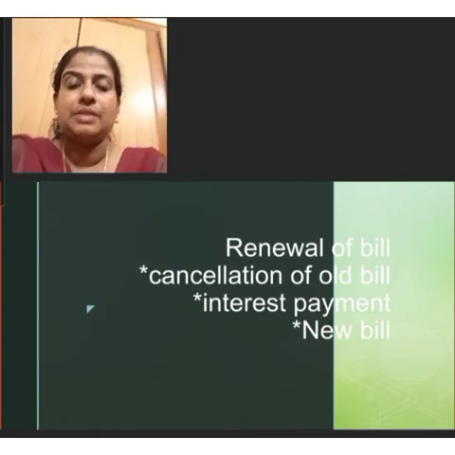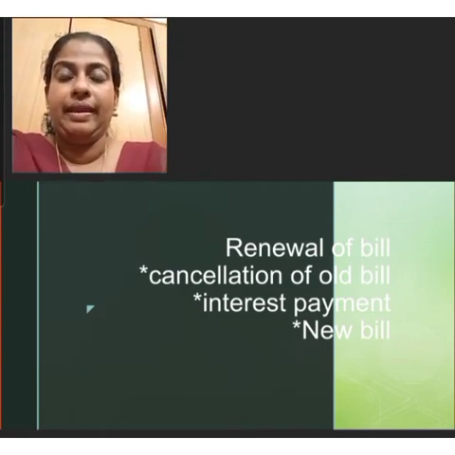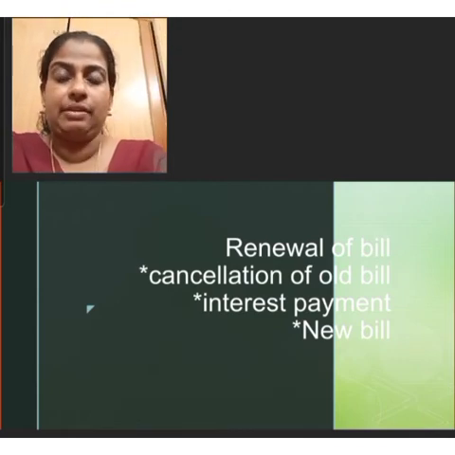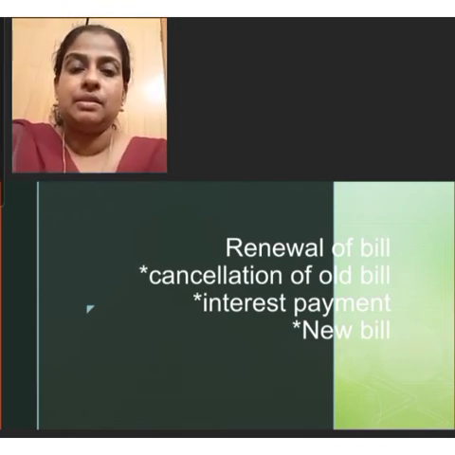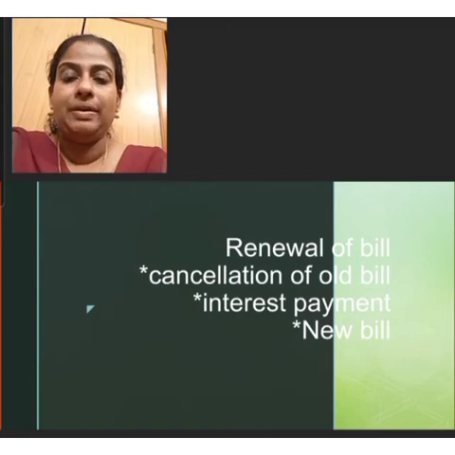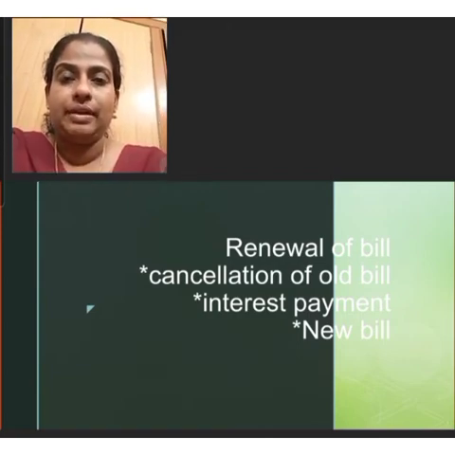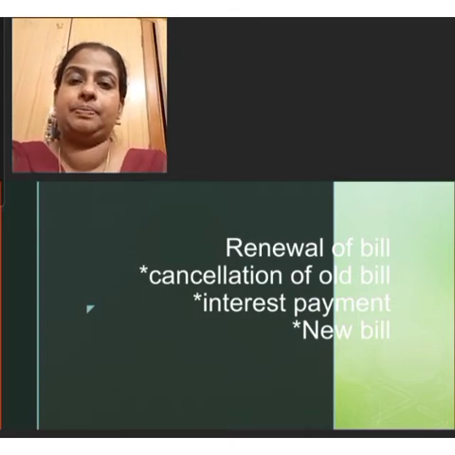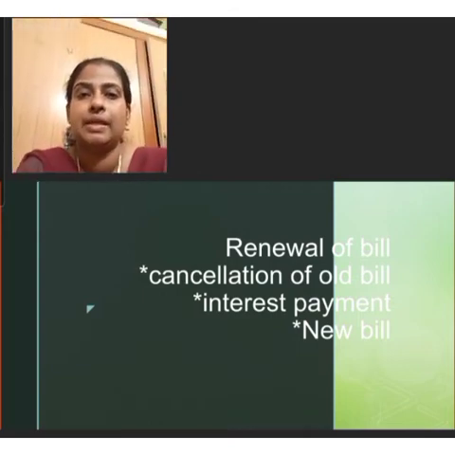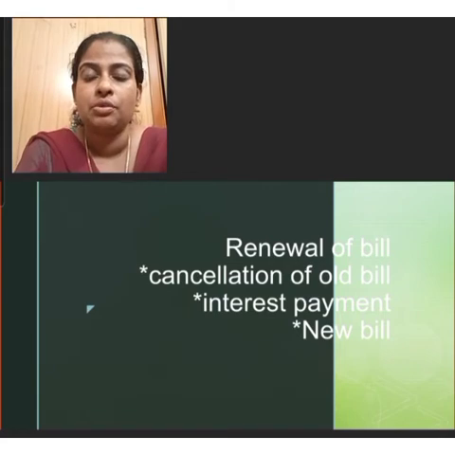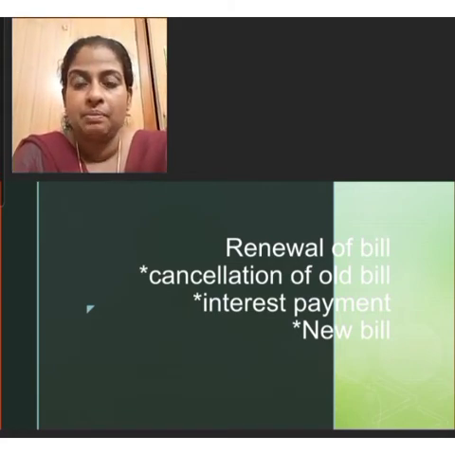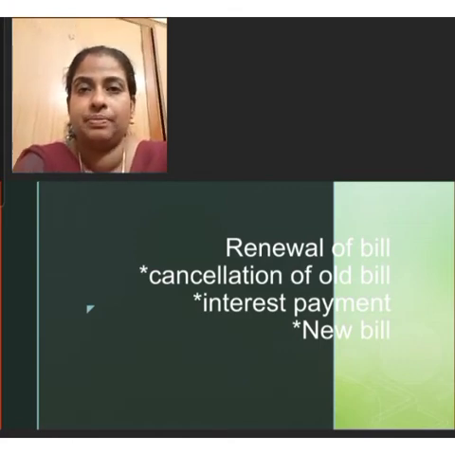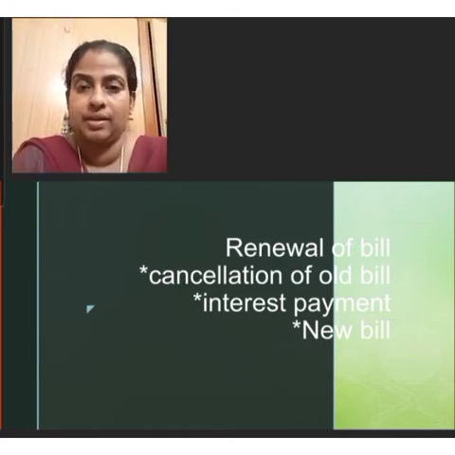Next we want to pass the journal entry for discounting. Entry: cash account debtor 1422.75, discount account debtor 7.25 to bill receivable account 1450, being the bill discounted with the bank. Next we want to pass the journal entry for dishonor of the bill. Entry: Mr. B's account debtor to bank account 1450, being the bill dishonored.